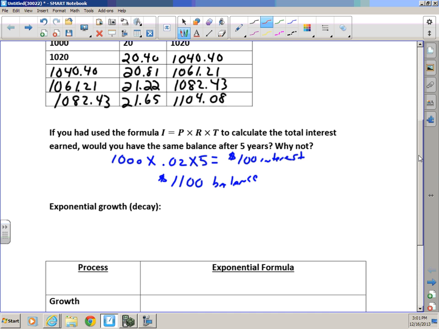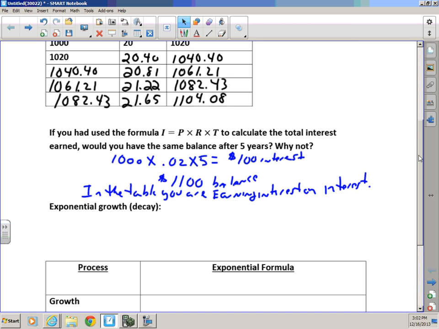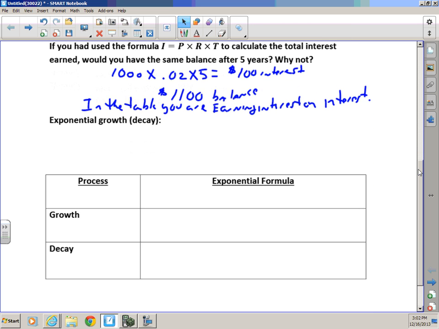Well, the reason they are not the same is because I only earned interest on the $1,000 here. But if you see how this formula works, every time I earn interest, I'm earning interest on the interest. So in the table, you are earning interest on interest. And that's what the power of compounding does. Now, you'll see in a couple of minutes how this ties into exponential growth or decay.